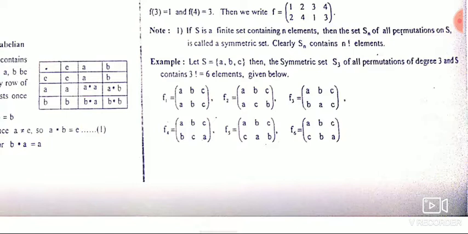Next example, let S be {a, b, c}, then the symmetric set S3 of all permutations of degree 3 contains 3 factorial, that is 6, elements. That's what we had told. So they are asking now how many permutations you can have. So what is a symmetric set?